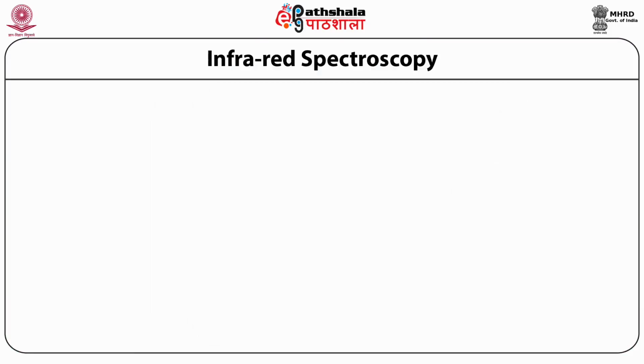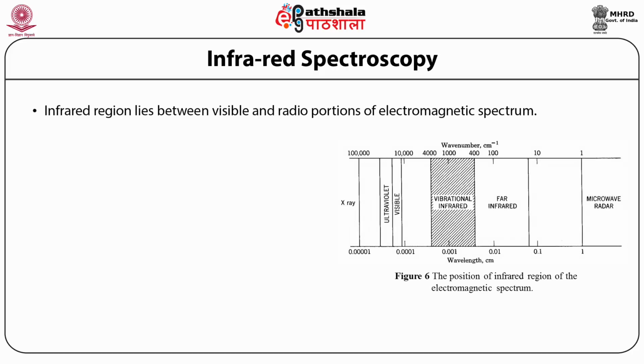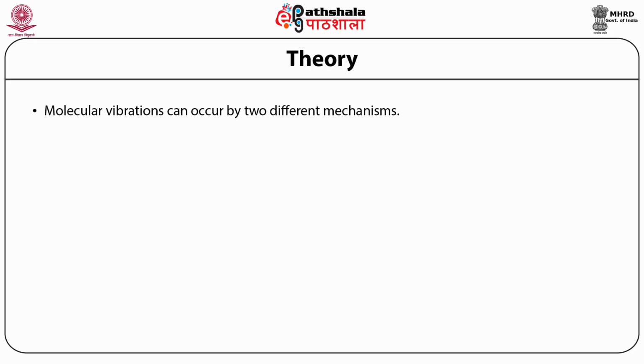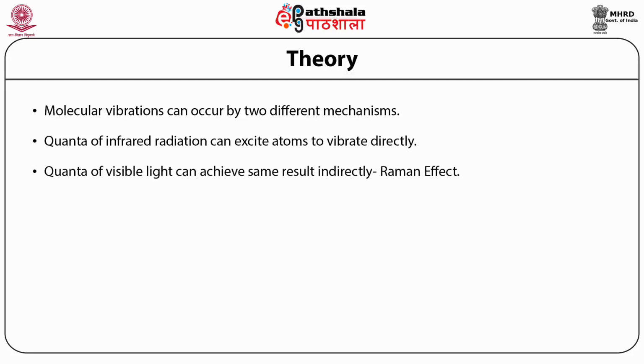region of the spectrum. Another spectroscopy based on absorption of electromagnetic radiation is infrared spectroscopy. The infrared region lies between the visible and radio portions of the electromagnetic spectrum. The most useful range lies between 4000 and 400 centimeters inverse as shown in the following figure. Molecular vibrations can occur by two different mechanisms. Firstly, quanta of infrared radiation can excite atoms to vibrate directly. The absorption of infrared radiation gives rise to the infrared spectrum. Secondly, quanta of visible light can achieve the same result indirectly, the Raman effect.